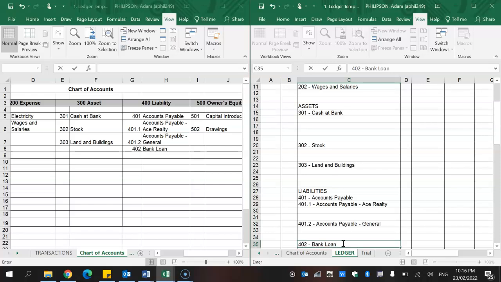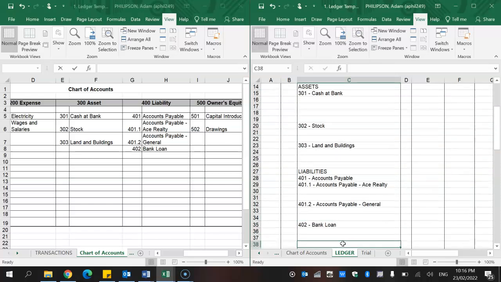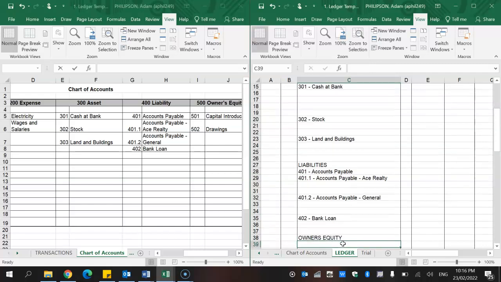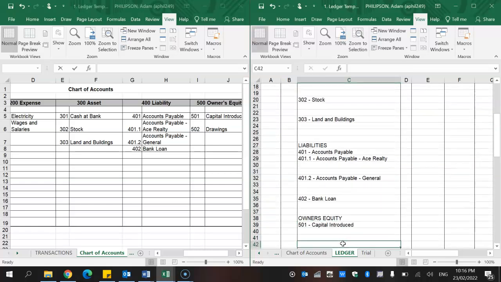Again, if I'm going too fast, just pause me, put me on pause until you catch up, and then you can get me cracking again. On to owner's equity. 501 capital introduced. 502.